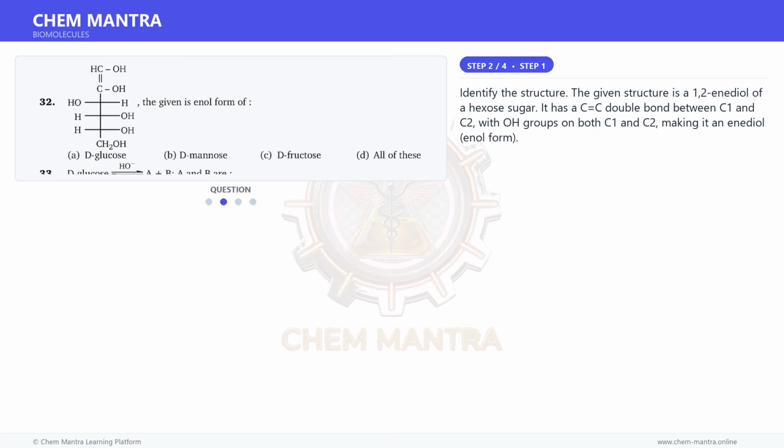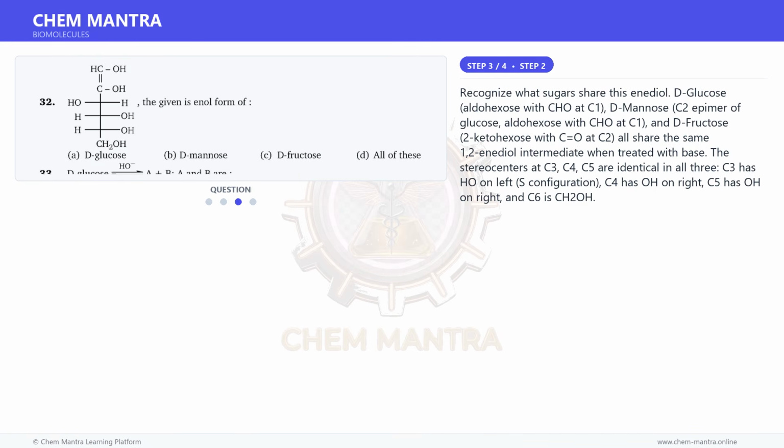Moving on to the next step. Identify the structure. The given structure is a 1,2-enediol of a hexose sugar. It has a C=C double bond between C1 and C2 with OH groups on both C1 and C2, making it an enediol, the enol form.